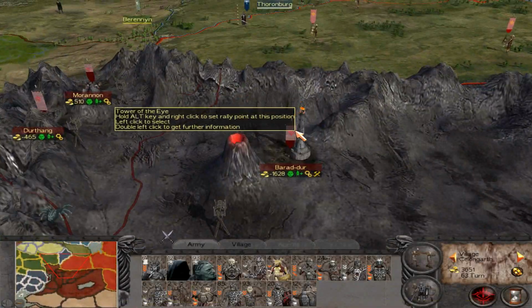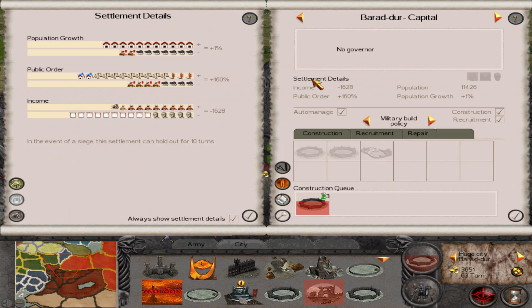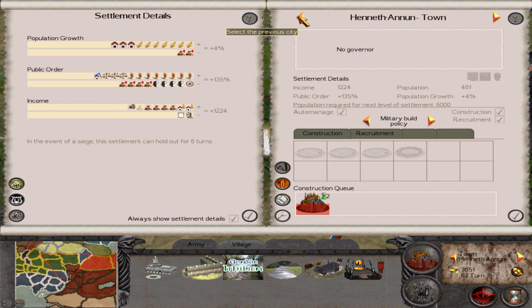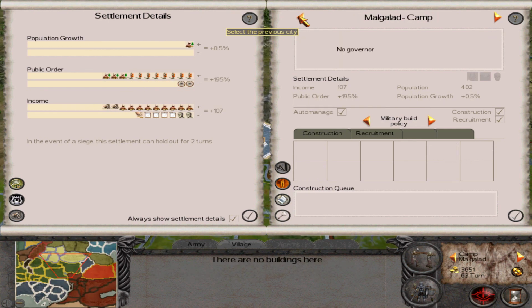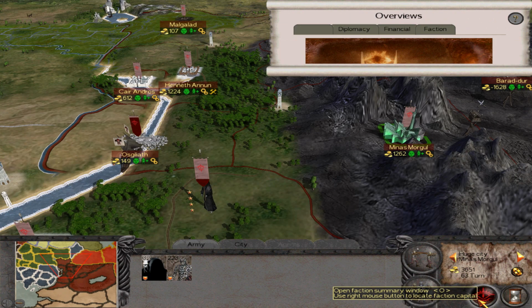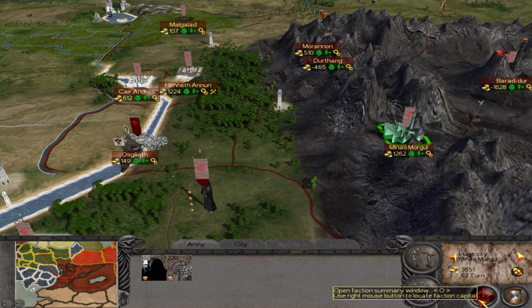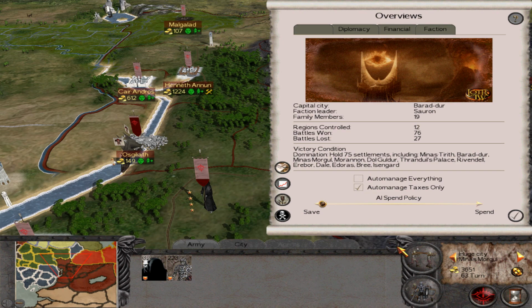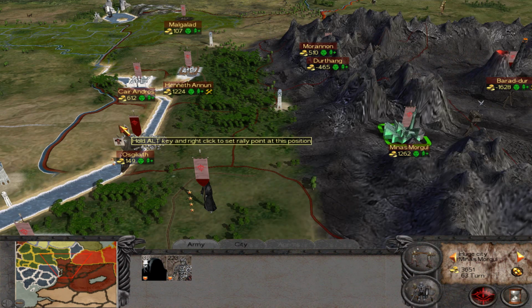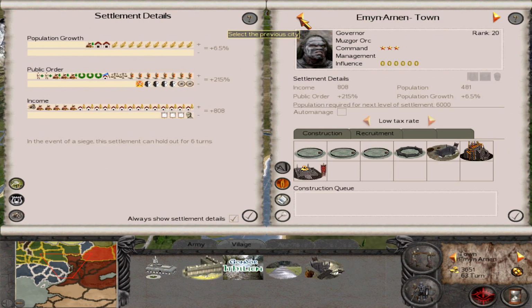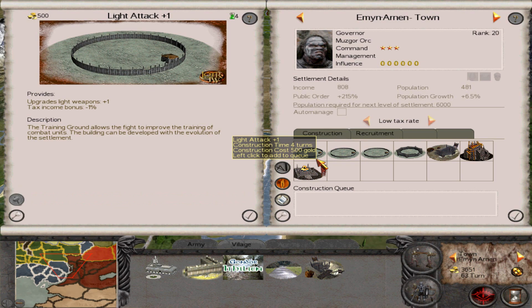So let's see if we have done the recruitment. We are at the managing stuff. Okay. Manage everything. Let's place taxes only. I don't like how to manage everything. Okay.